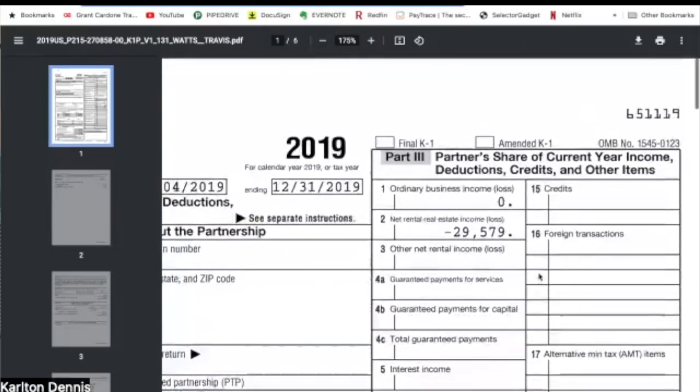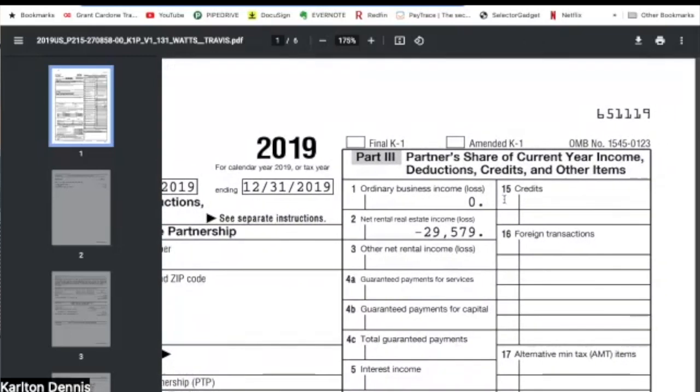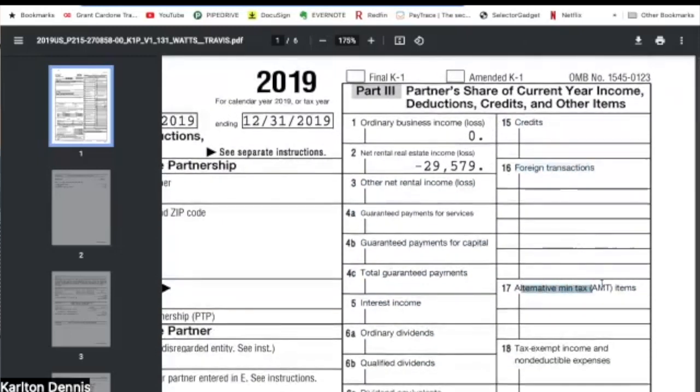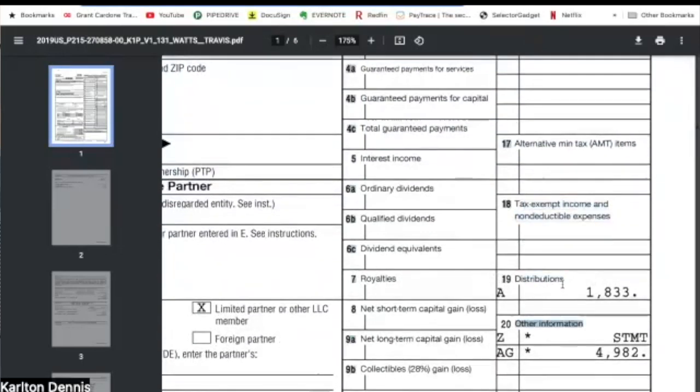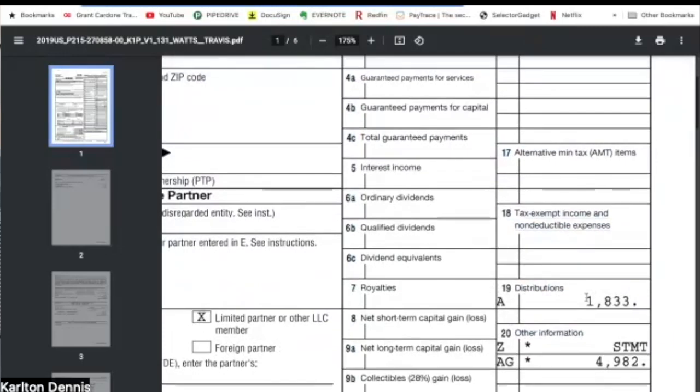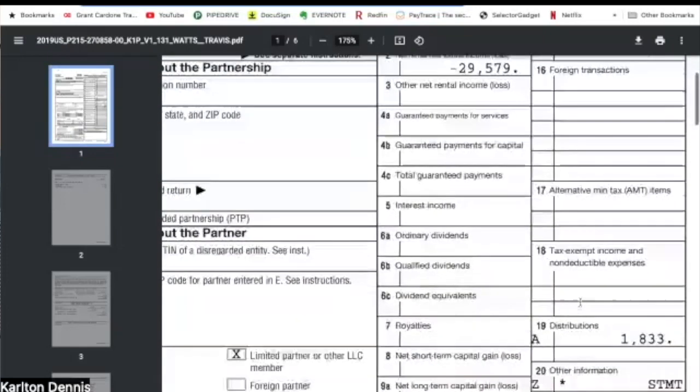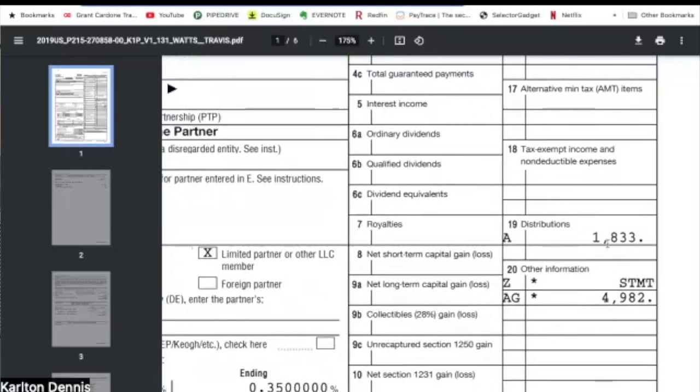Now, here is the right side, 15. Credits, foreign transactions, alternative minimum tax, tax-exempt income and non-deductible expenses, and distributions. Distributions lets us know what we are actually receiving from this partnership in the form of a distribution of cash or credit that could be taxable income to us. In this year of 2019, based off of Travis's $50,000 capital contribution, he received distributions of $1,833.